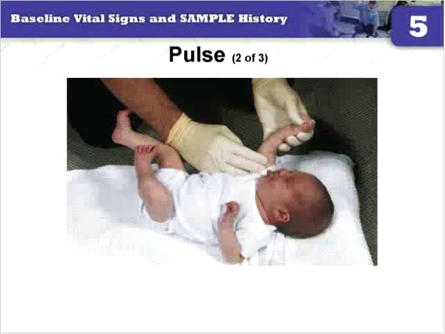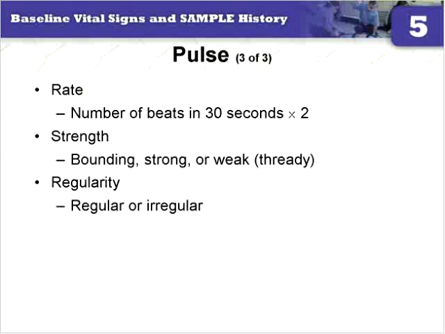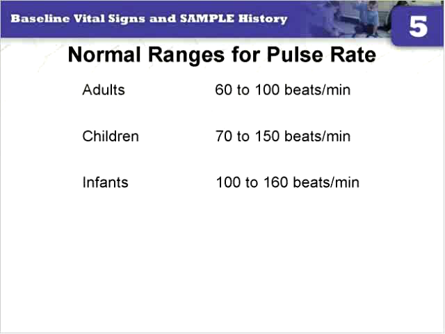Where you do a pulse on an infant would be the brachial. And then the pulse rate: you can count for 10, 15, or 30 seconds, multiplying 10 seconds times 6, 15 times 4, 30 times 2. You want to measure the strength, bounding, strong or weak, and regularity, regular or irregular. Normal ranges would be 60 to 100 beats, 70 to 150, and 100 to 160.